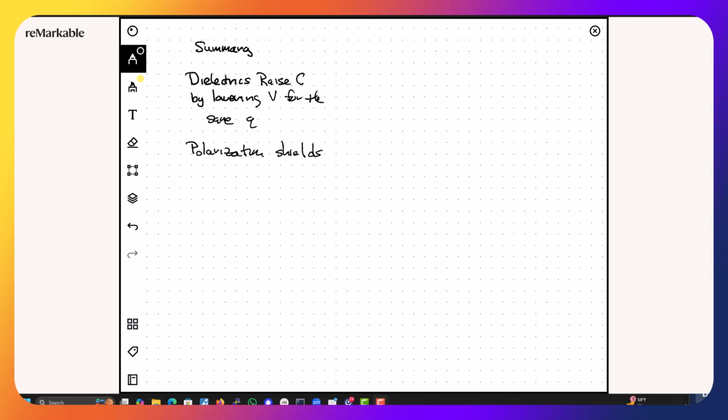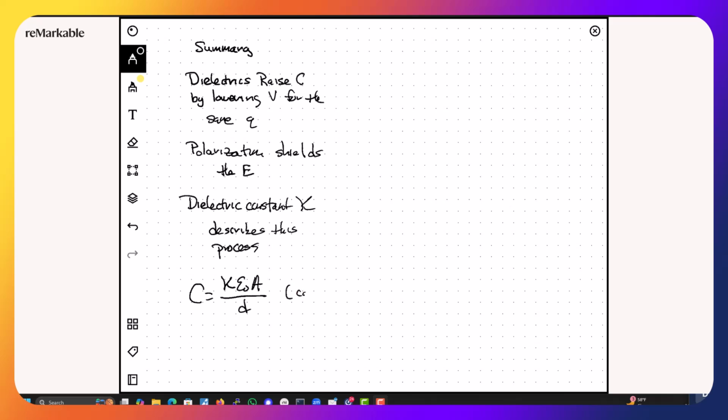Shields the E. And there's a dielectric constant. Kappa describes this process. So for a capacitor that has a dielectric in it, it would become kappa epsilon naught A over D, and this is a cap with dielectric.